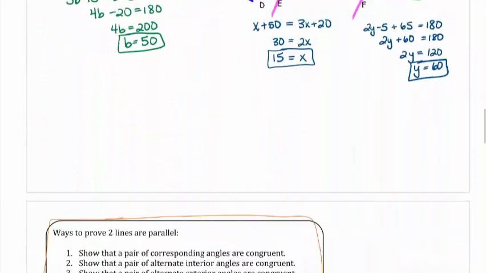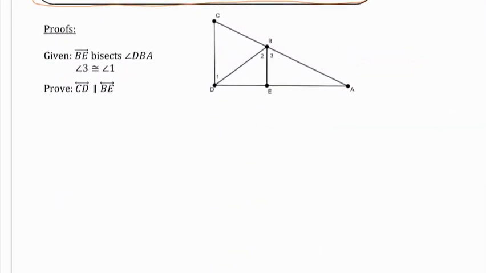Okay, and I'll show you how to abbreviate them when we use them in the proof. So our first one, we start with our given information. In this one, we're given that ray BE bisects angle DBA. So I'm going to start with just marking up my picture.